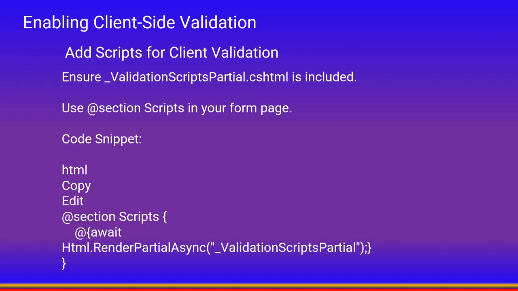Client-side validation provides immediate feedback using JavaScript. ASP.NET Core uses jQuery validation libraries under the hood. Just ensure your form includes the validation scripts partial view. This automatically wires up all client-side rules based on your model annotations. It is fast and efficient, and it improves the user experience significantly.